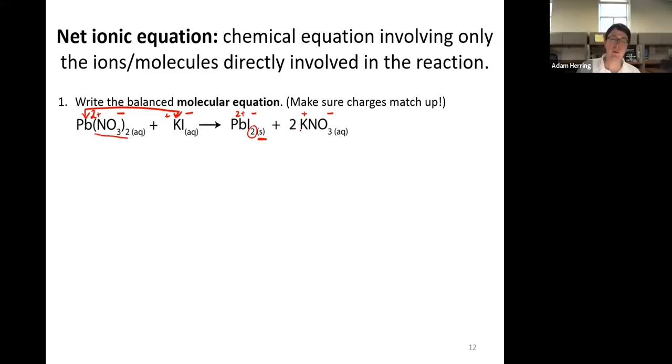Now we've affected the number of potassiums. So we have 2 potassiums on the right, and we must have 2 potassiums on the left. At this point, everything should be balanced. Pause the video and verify that now.